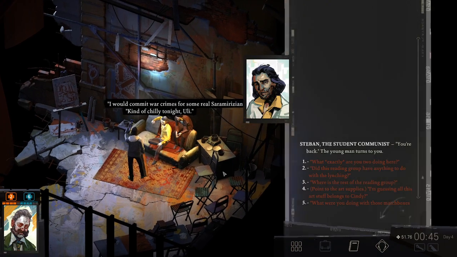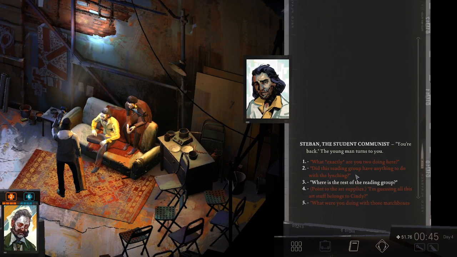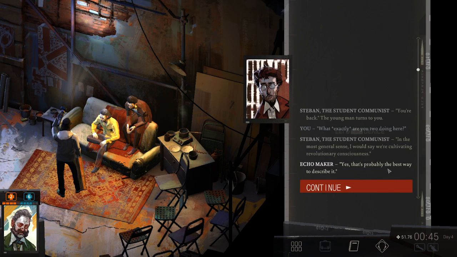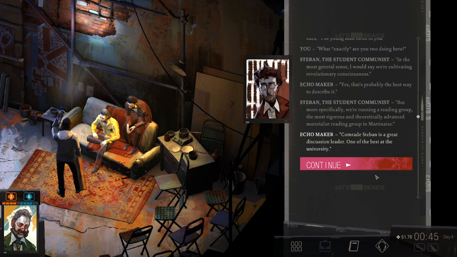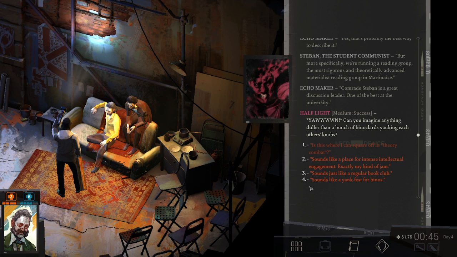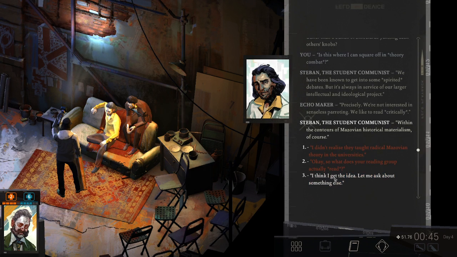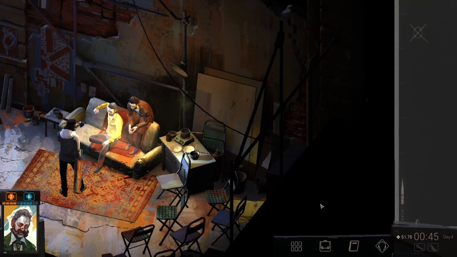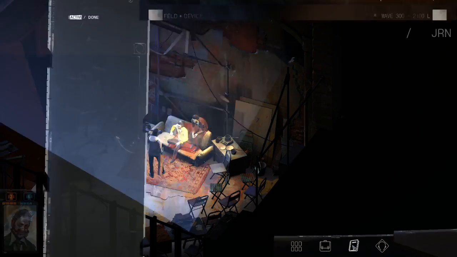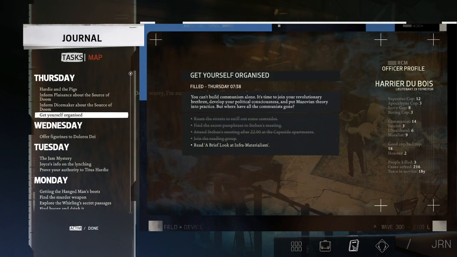Okay, there's nothing else to do here, I guess. Oh, yes, the scroll is broken again. Specifically, comrades. We have been known to get, precisely, within the contours of Mazovian. Go ahead. Okay. Yeah, let's read the book right now.